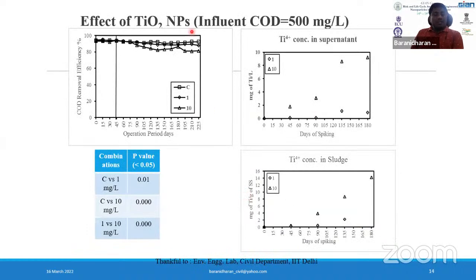Similar effort was made with respect to titanium dioxide for a long-term study, and similar kinds of analysis were done, where the microbes were exposed to the nanoparticles at two different concentrations, that is 1 and 10 milligram per liter. With respect to the supernatant, the titanium concentration was not that high because of its insoluble nature, but at the same time, its concentration in the sludge was much higher than that of the silver nanoparticles. So with respect to the concentration, that is 1 milligram per liter.